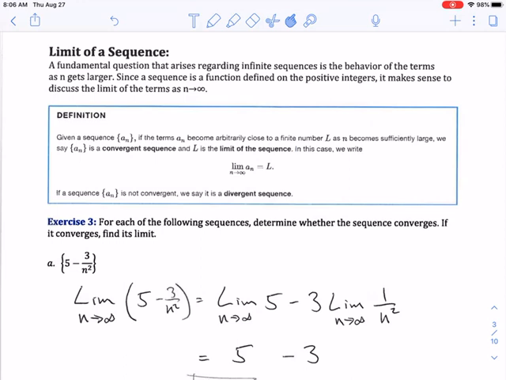If the terms of the sequence are approaching some number, some value, which we'll call the limit, L, we say that it is a convergent sequence. It converges to L, and L is the limit of the sequence. If there is no value of L, in other words, the terms of the sequence are just getting larger and larger, or smaller and smaller, then we say it's divergent and there is no limit.